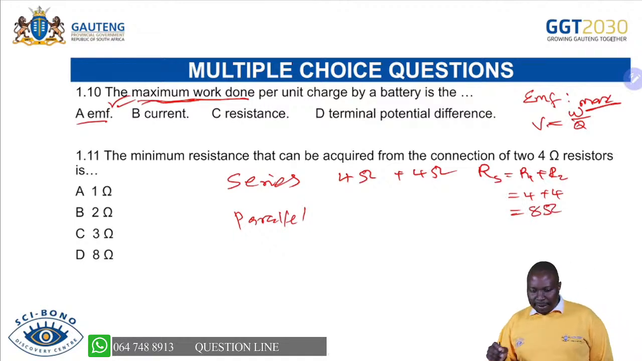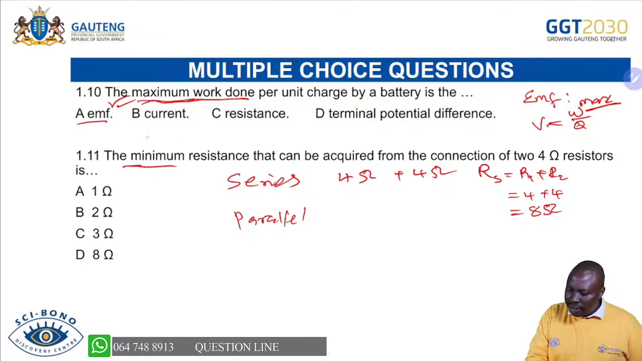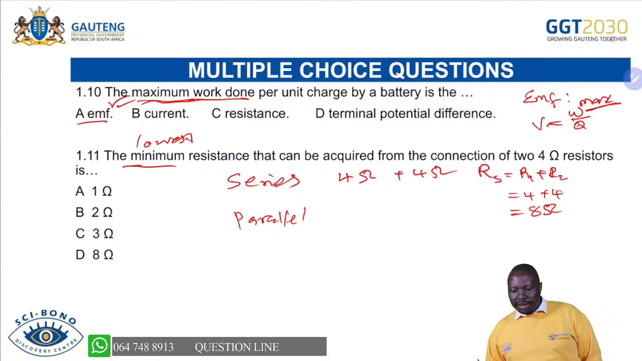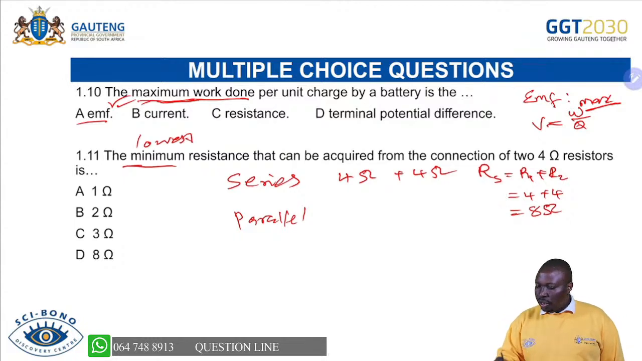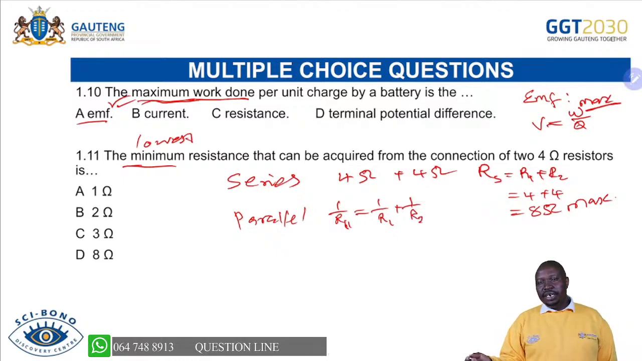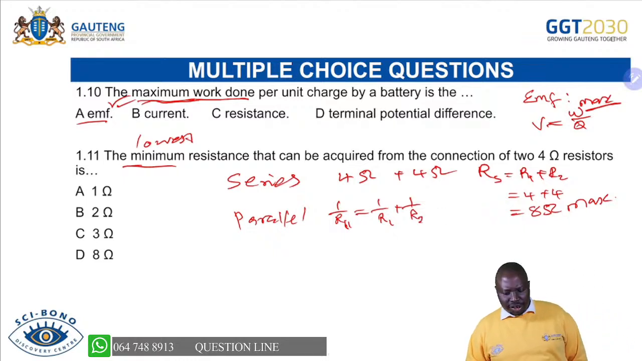So the ones that they want the minimum, the lowest resistance that can be acquired. Minimum means lowest. That can be acquired from the connection of two 4-ohm resistors in series. So this is the maximum that we can get here. Now, for in parallel, we are saying 1 over R parallel is equal to 1 over R1 plus 1 over R2. And this is the equation that appears in your data sheet.